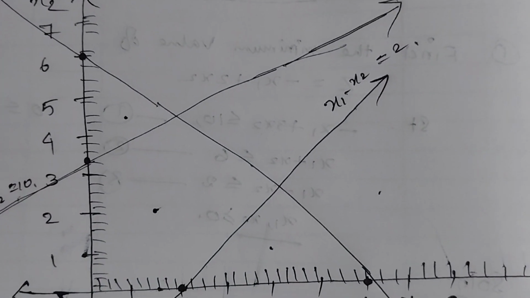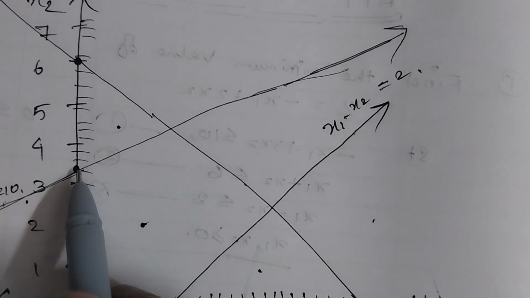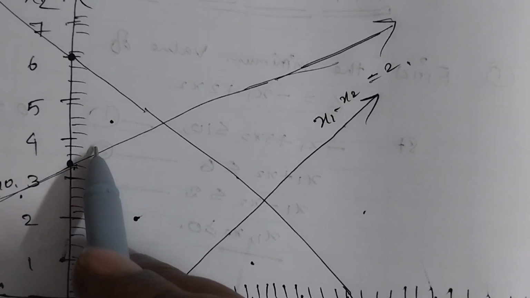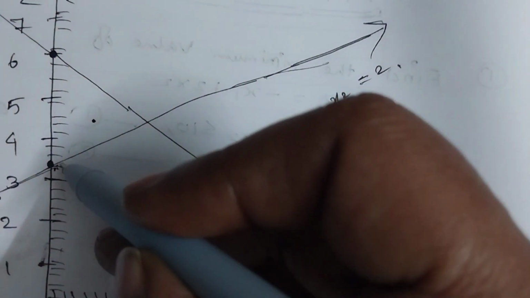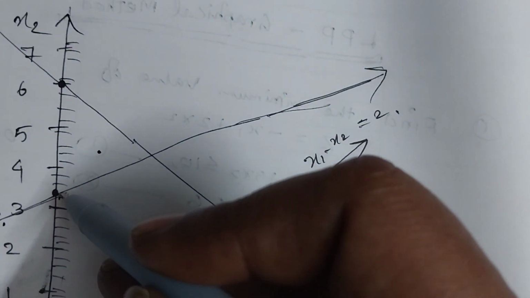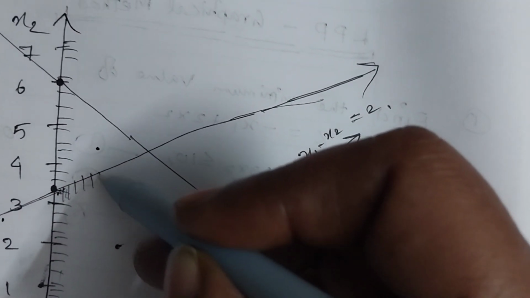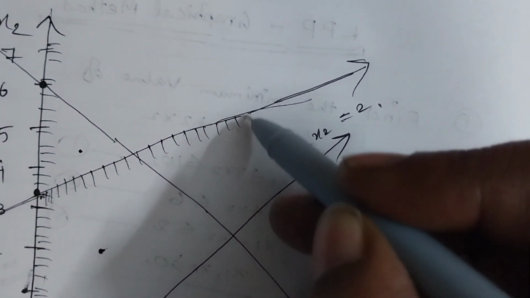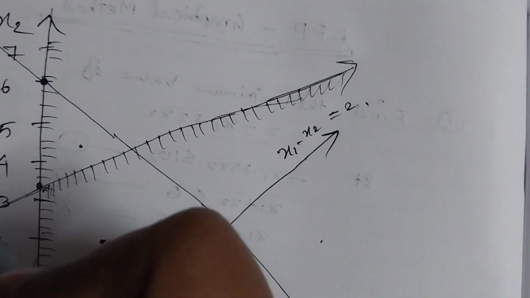Which one is the first equation? This is our first equation, correct? True means we have to shade facing the origin. So this is our origin. You have to shade the side of the equation which faces the origin. So on the origin side you have to shade like this. This is a technique for finding the bounded region. That's why I am shading this. Okay.